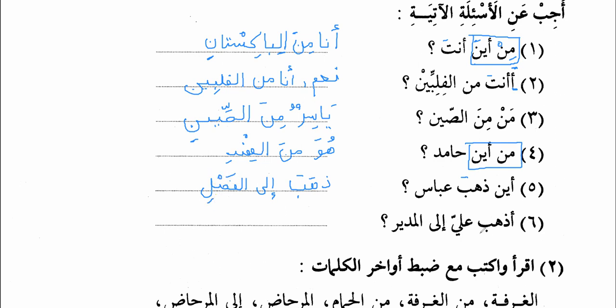And dhahaba Aliyun ilal mudiri, we will say in negation. La. Dhahaba ilal, anything you can say, ilal maktab. I said maktab is also office, so you can use al maktab. Maktabi. Ilal maktabi.